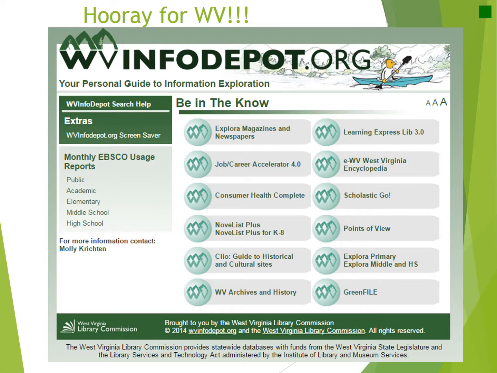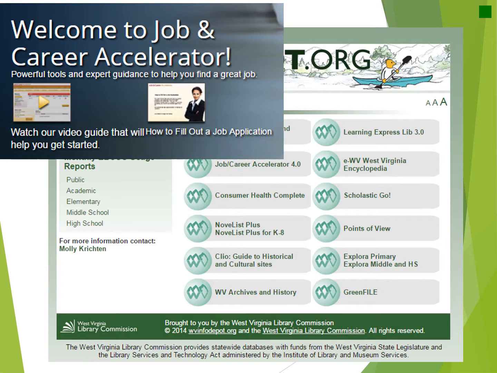The West Virginia Library Commission provides many resources and services. They are things that might be helpful to a very broad range of libraries and library users. There are health resources. There are things that would be helpful to K-12 schools. There are some literature resources. There are newspapers and magazines.